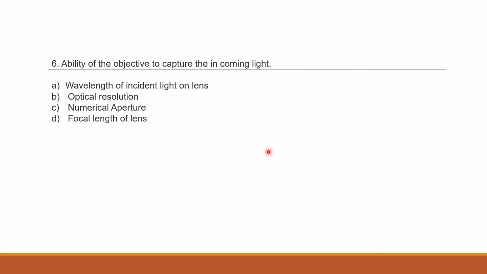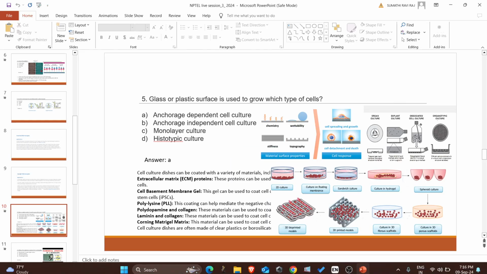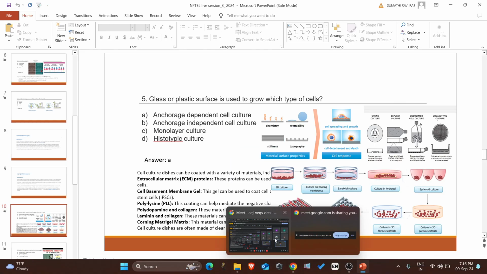So next question: the ability of the objective to capture the incoming light. What is this called? Is it called wavelength of incident light on lens? Is it called optical resolution? Is it called numerical aperture? Or is it called focal length of lens? What is it called, the ability of the objective to capture the light? Anybody wants to answer?